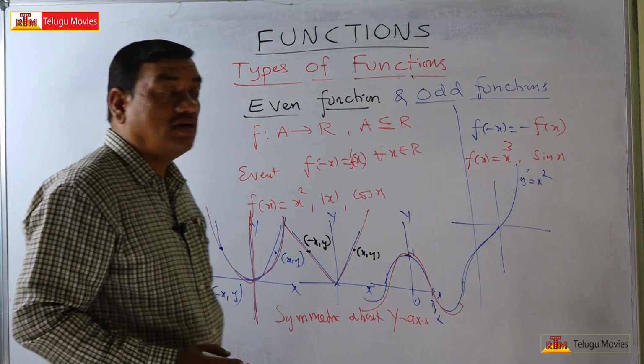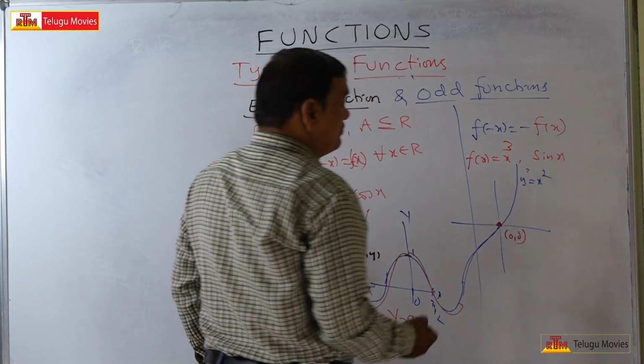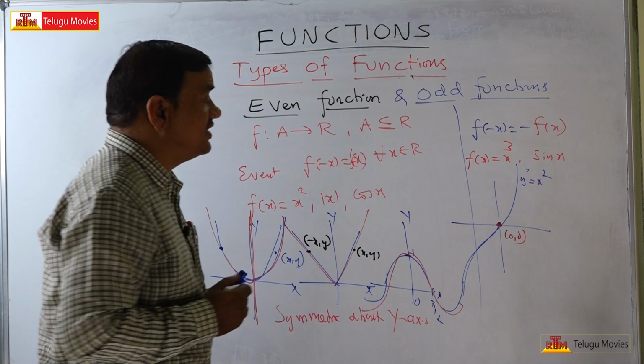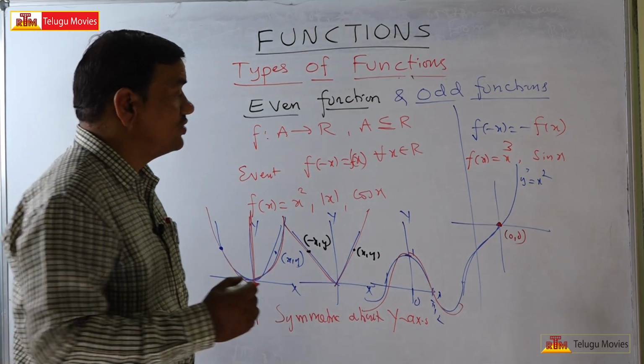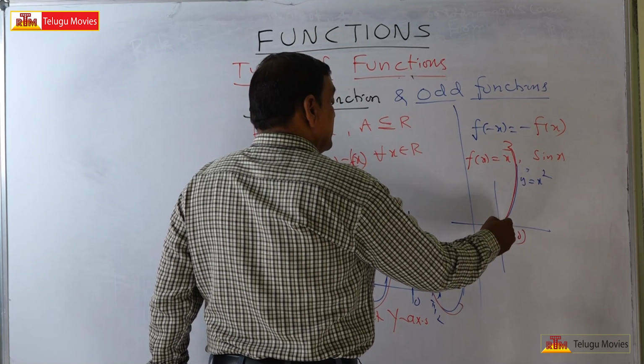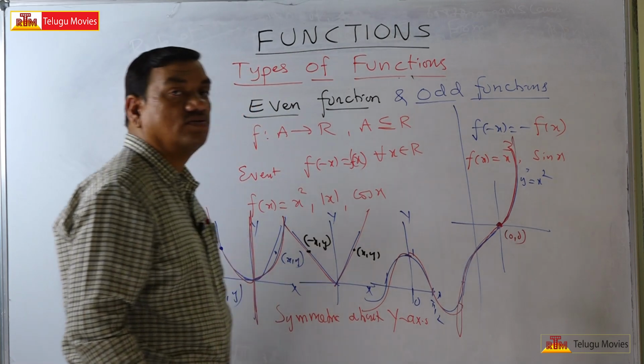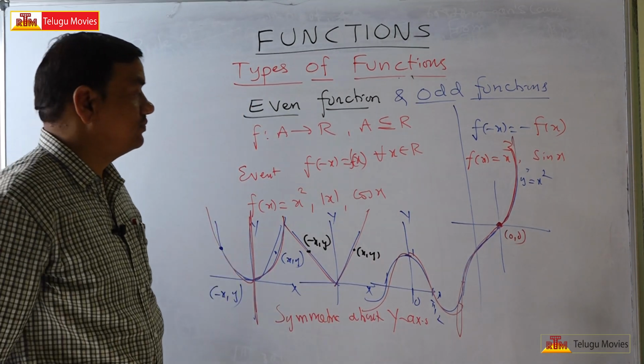This is called symmetric about origin. Symmetric about origin, that means what? Origin and with respect to the quadrants, the quadrants are also symmetric. That means with respect to origin, whatever graph lies here, the same graph will be in the opposite direction. This is called symmetric about origin.